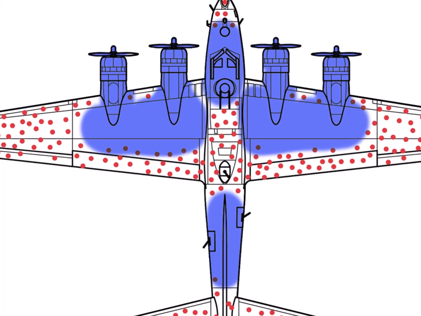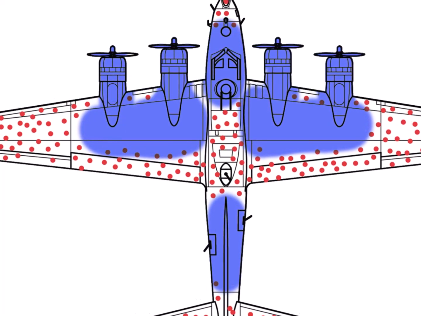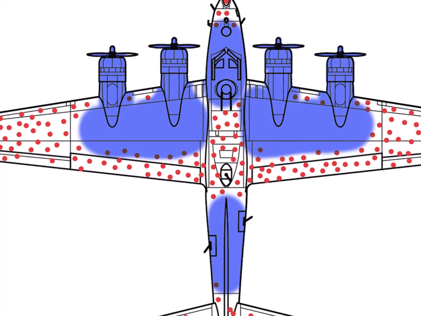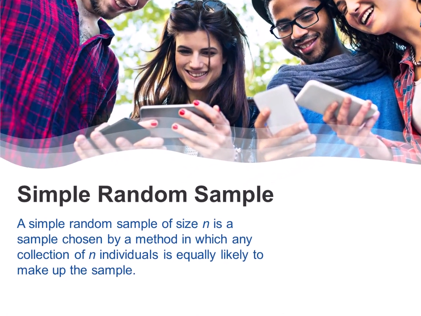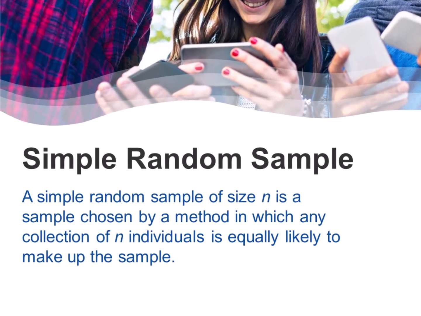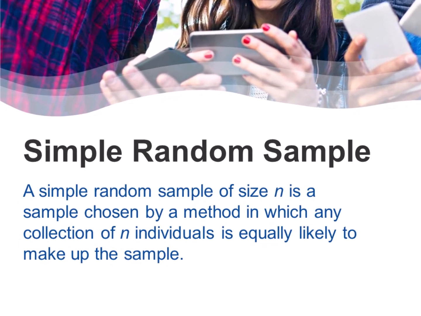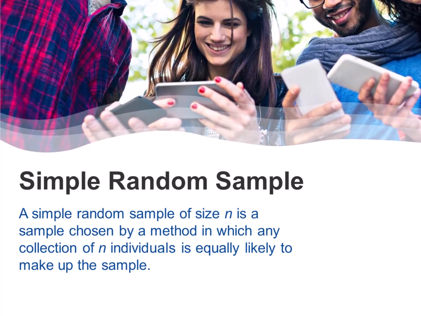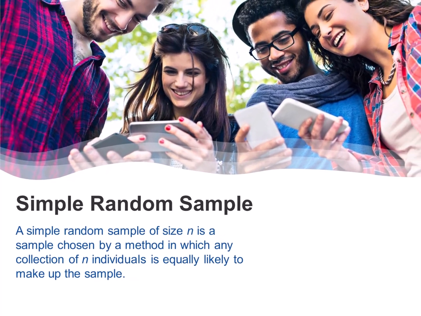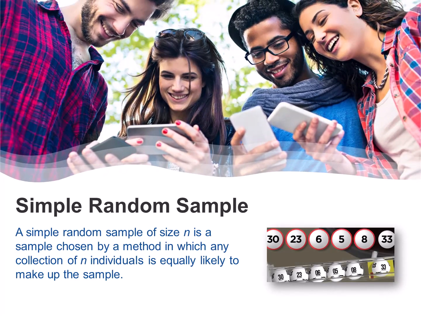So, what's the best way to try to eliminate bias and draw a good sample that is representative of the population? The most basic, and in most cases the best, sampling method is the method of simple random sampling. A simple random sample of size n is a sample chosen by a method in which any collection of n individuals is equally likely to make up the sample.